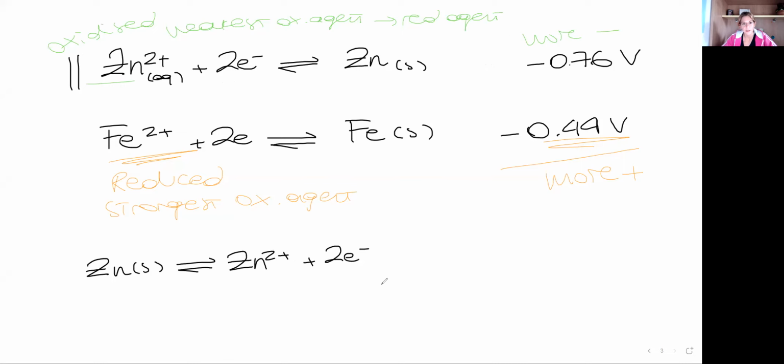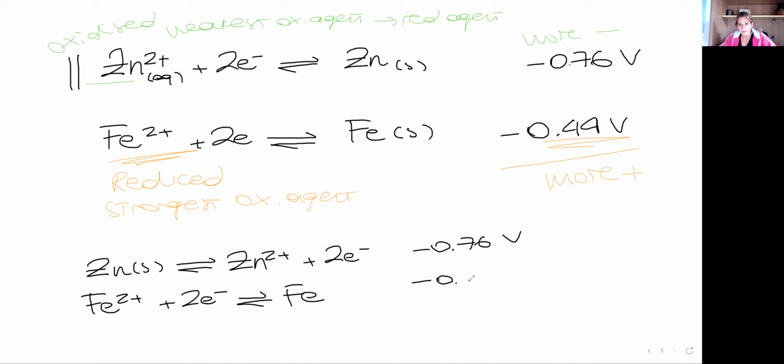I ignore the step symbols now, it doesn't matter. So zinc is more likely to be oxidized and not reduced simply because it's more negative. And then we have this other equation, it stays as a reduction potential, like this. The values don't change. Very important. But we will see what changes.